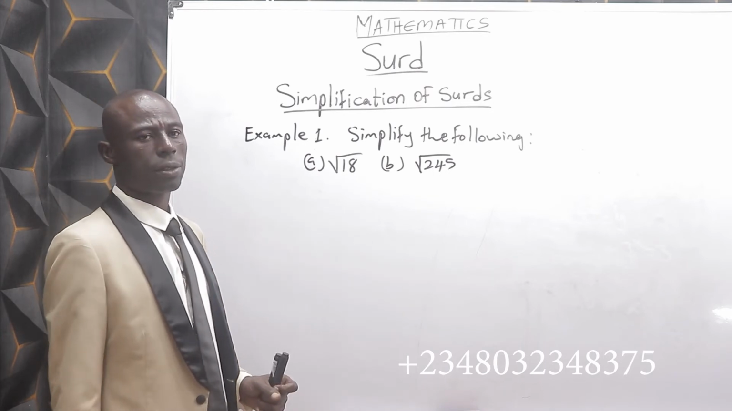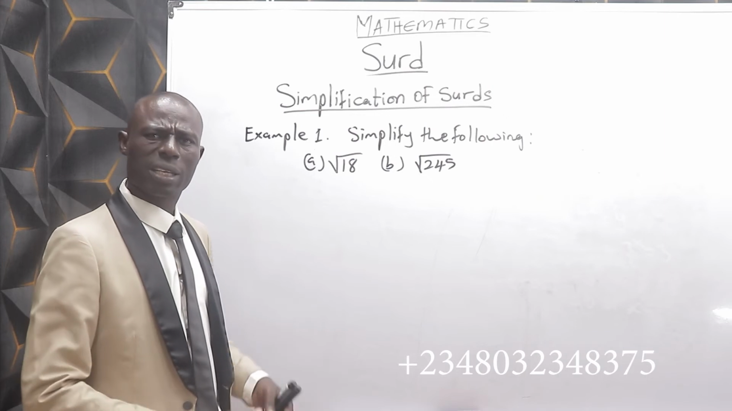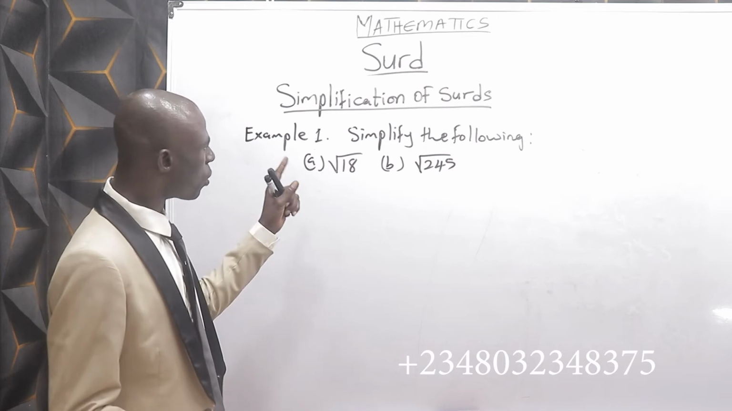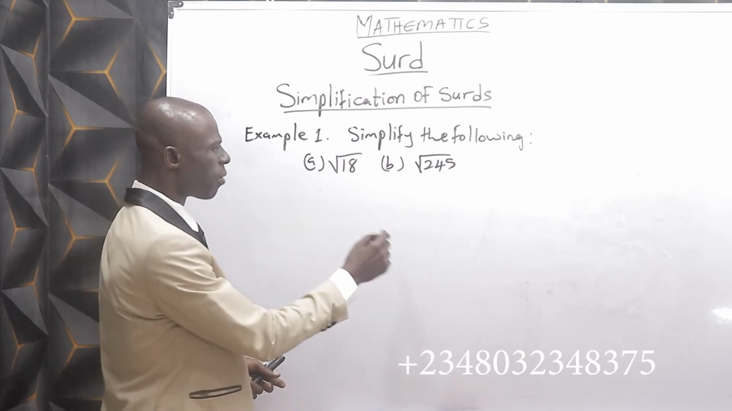Simplification of surds. Example 1. What do we simplify? We simplify something that is simplifiable. That's why we have considered simplifiable surds. Now we want to look into simplification of surds. Example 1. Simplify the following.